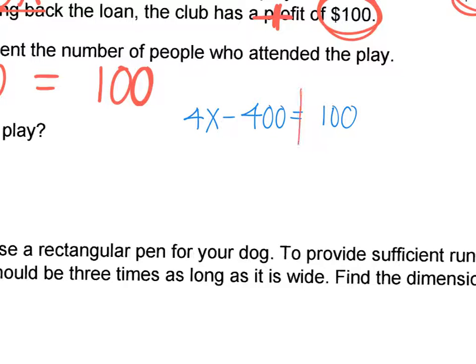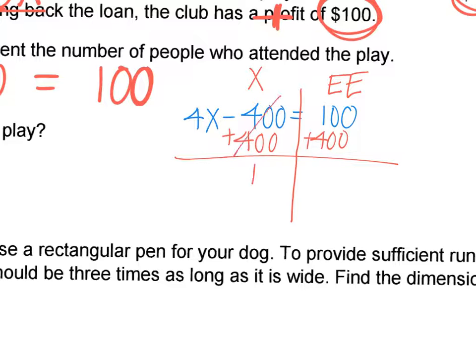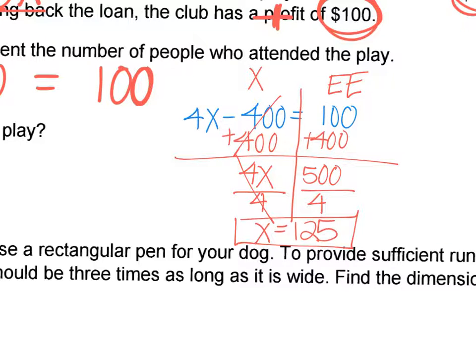So I draw my line. Nothing to simplify. This is my x side. This is my EE side. Add 400 to both sides. Left with 4x equals 500. 4 divided by 4. X equals 125. So 125 people came to the play.